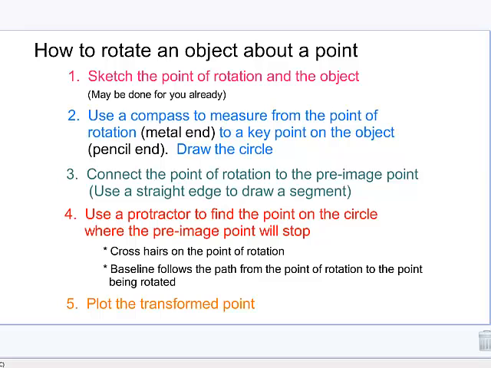So to review the steps for rotating an object about a point, sketch the point of rotation and sketch the object that you are rotating, unless it's been done for you. Use a compass to measure from the point of rotation to a key point on the object and draw in the circle. Do that for every key point on the pre-image. Then draw segments from the point of rotation to each of those key points on the pre-image. And use a protractor to figure out how far to move each point around the circle and plot your transformation.